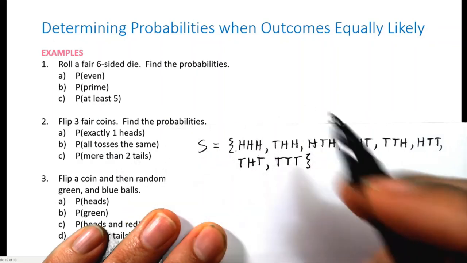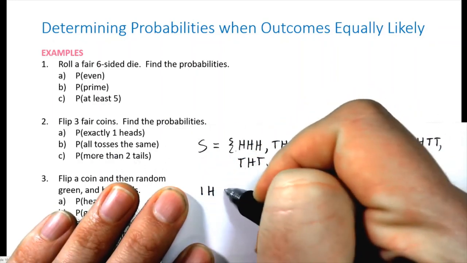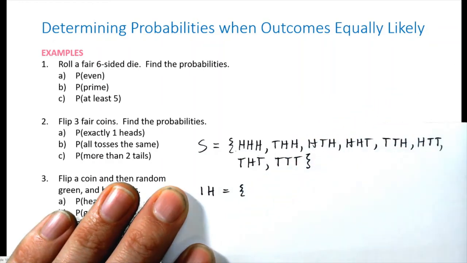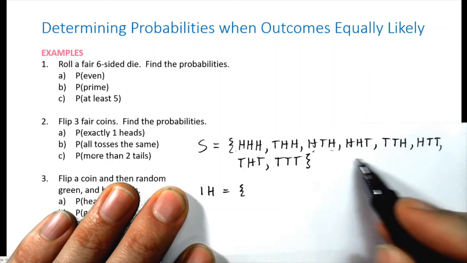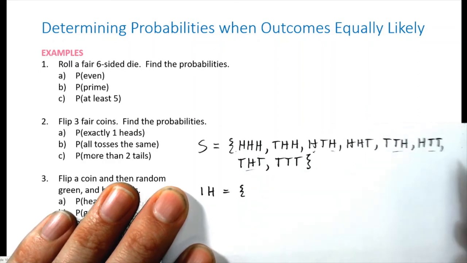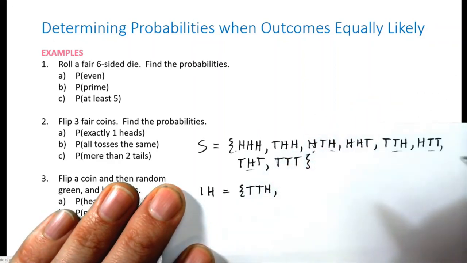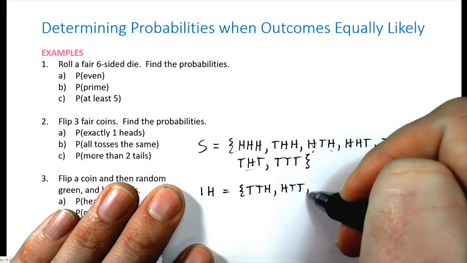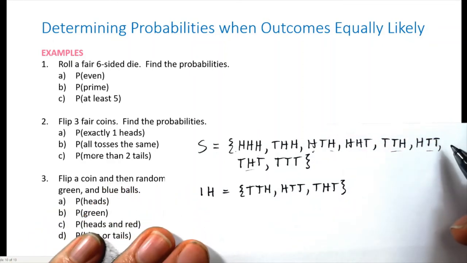And now what about exactly 1 heads? Exactly 1 heads, well, that's just, how many ways can I do that? Well, that's this one. Oh, no, that's 2 heads. It's this one, or this one, right? So that's the event, tails, tails, heads, heads, tails, tails, or tails, heads, tails, right? That's how you can get 1 heads.